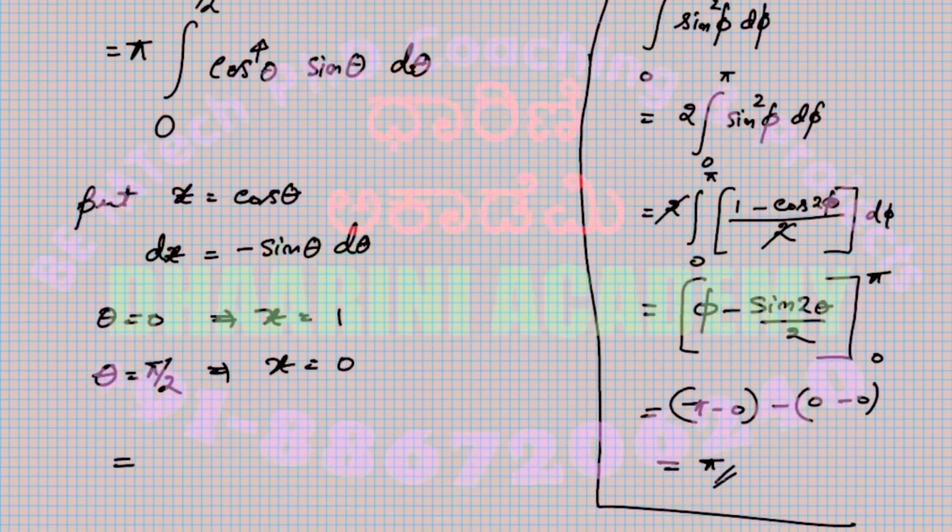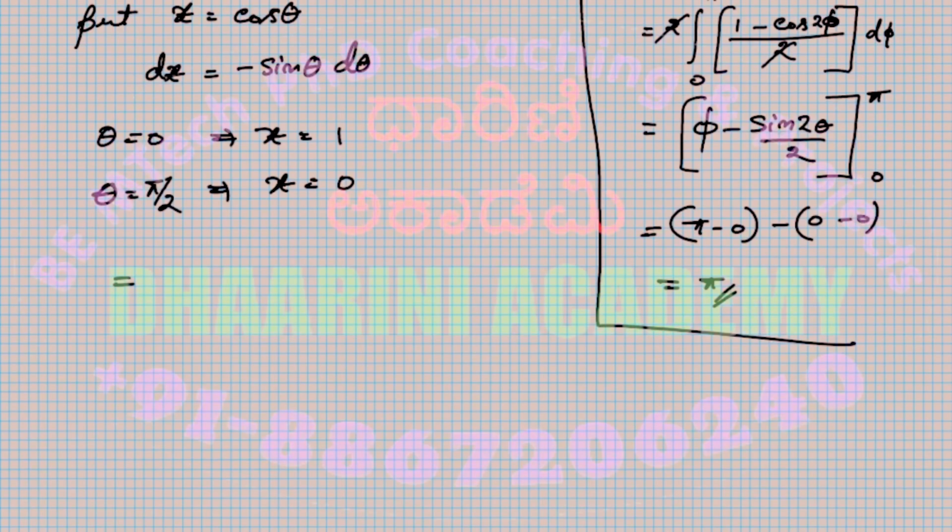So I'll write the integral now. On the left hand side, I'm still calculating the radiated power. So P radiated is equal to, making the substitution, pi as it is, integral from x equal to 1 till x equal to 0, cos power 4, that is x to the power 4, into sine theta d theta, which is minus dx, because dx is equal to minus sine theta d theta, but I don't have a minus over there. I have sine theta d theta, which I can write as minus dx.